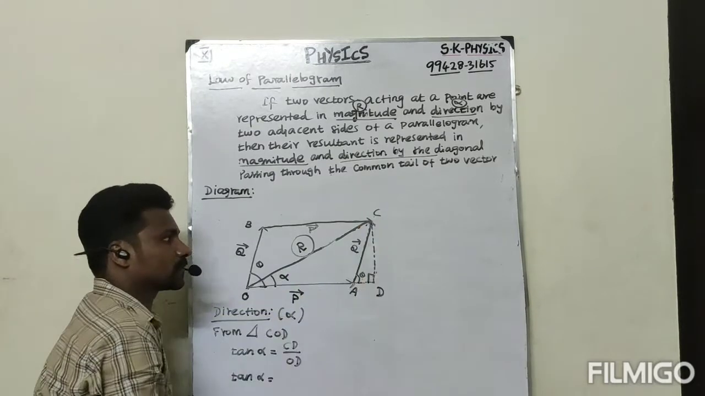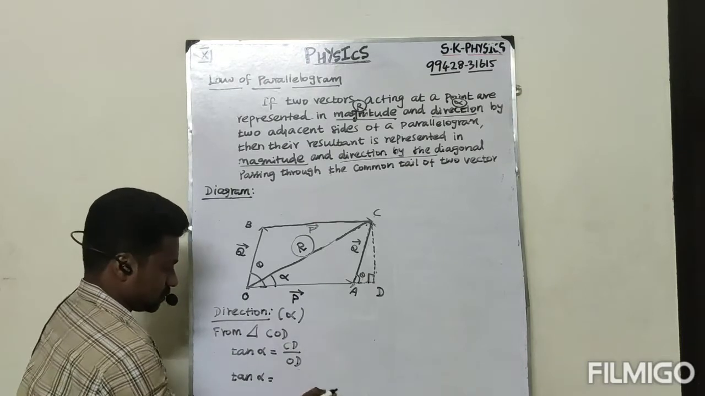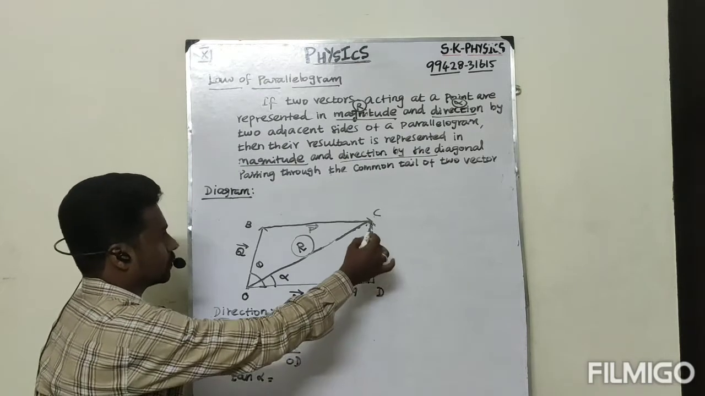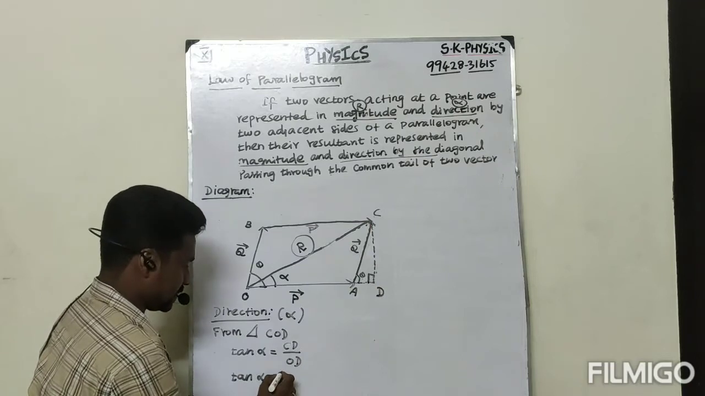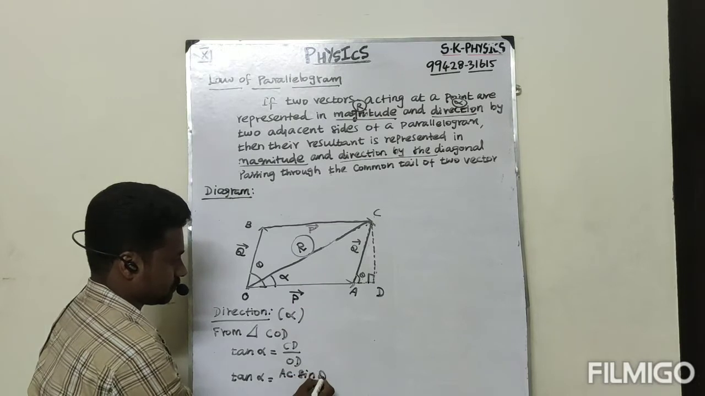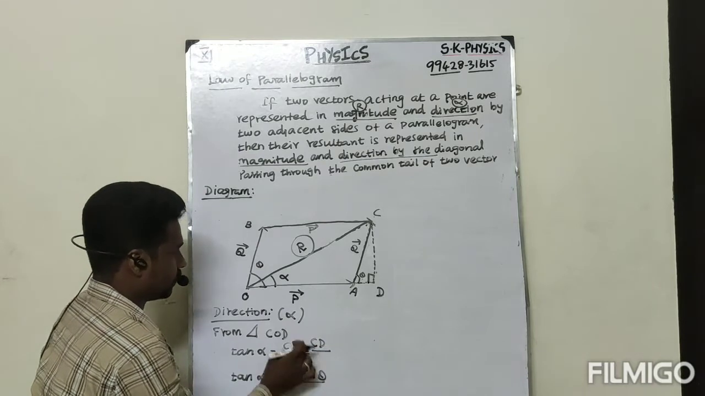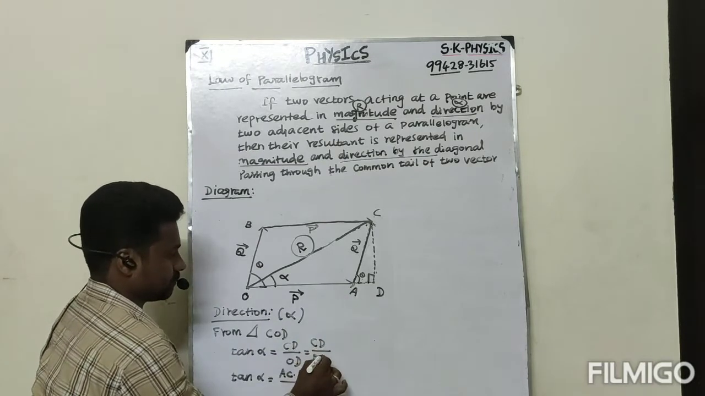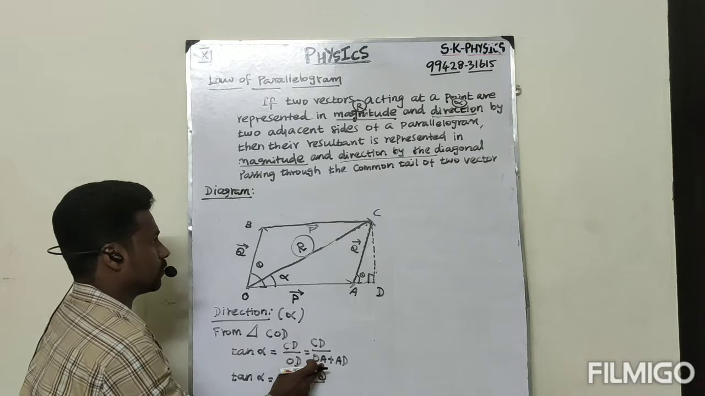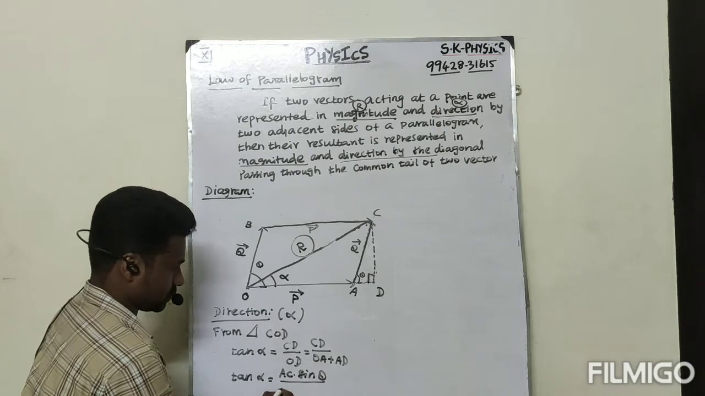Already we derived the CD value, that is CD is equal to AC sin theta, divided by OD. So CD divided by OD. OD is actually OA plus AD. So OA is nothing but what? That is P. Otherwise you can write one more step.